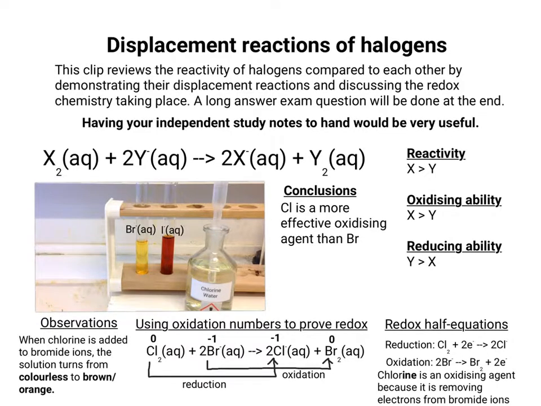So this allows us to say that chlorine is an oxidizing agent because it is removing electrons from bromide ions. So the reducing agent is the bromide ions because they are providing the electrons that are gained by chlorine when chlorine is being reduced.